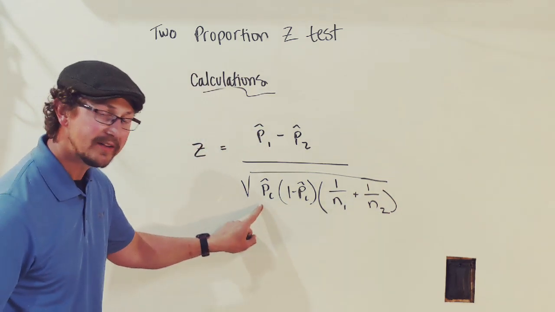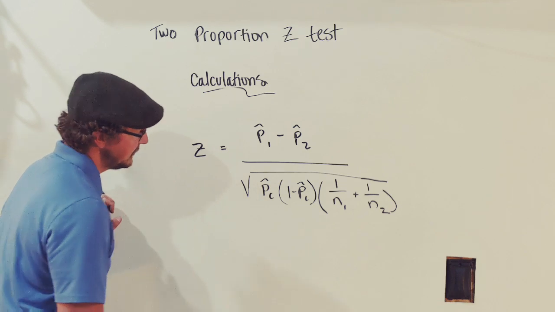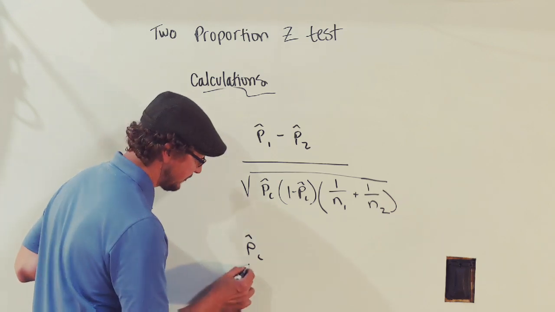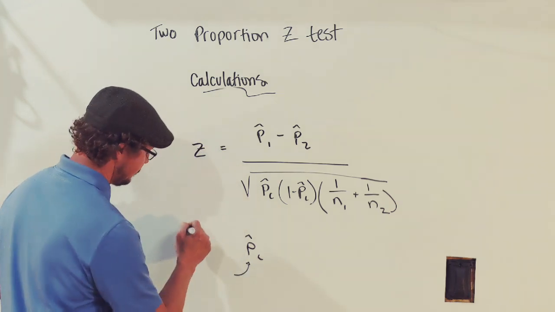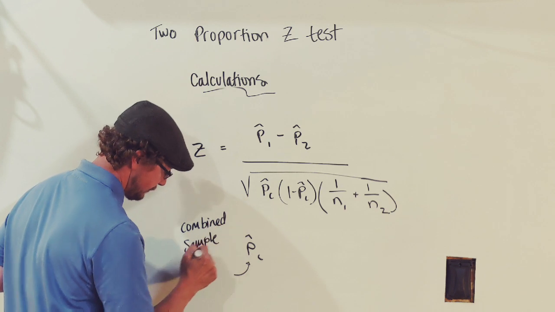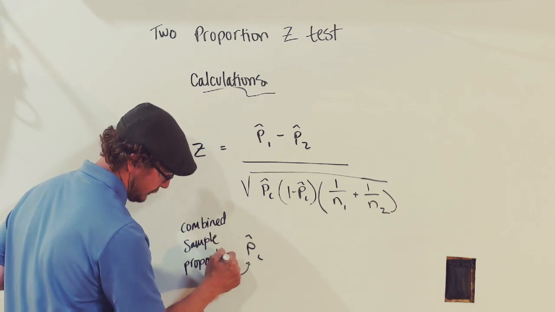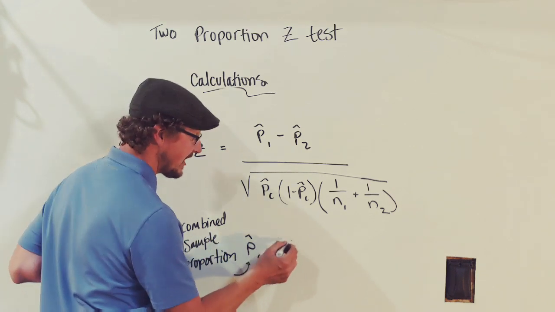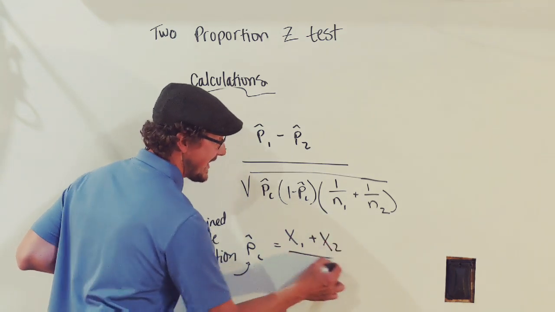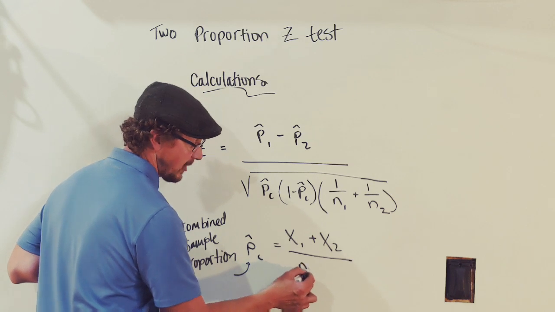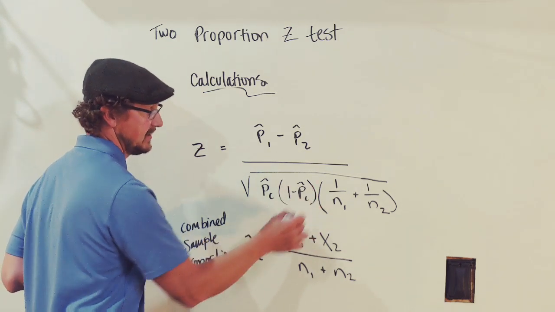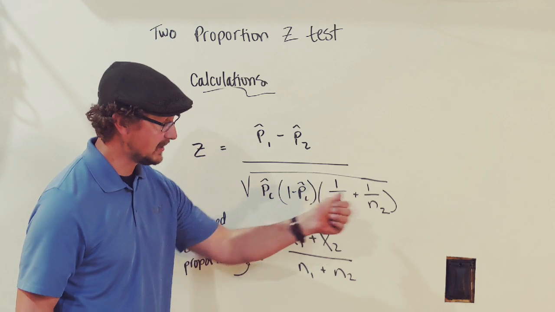Let's remind ourselves what this guy is, p hat sub c. So p hat sub c, just as a little side math here, remember this is the combined sample proportion, and it can be found by taking the number of successes in our first sample plus the number of successes in our second sample and dividing that by the number of trials in our first sample plus the number of trials in our second sample. And we'll just take that and then drop it in here. So you find this value first and then drop it in where it's needed.